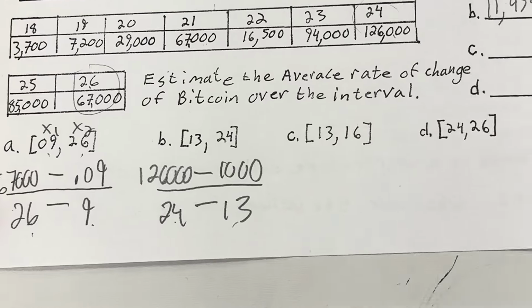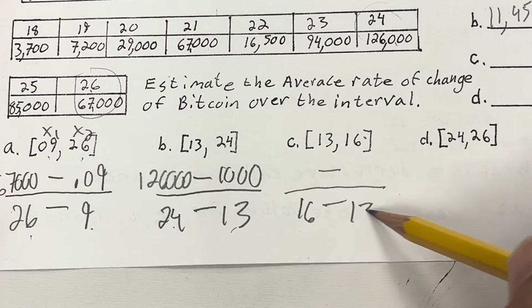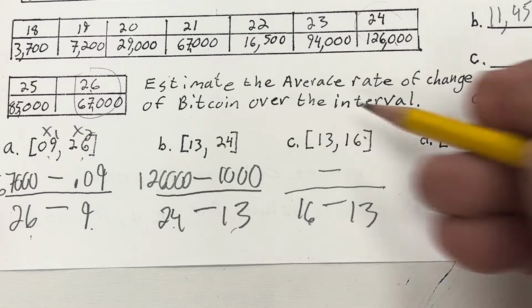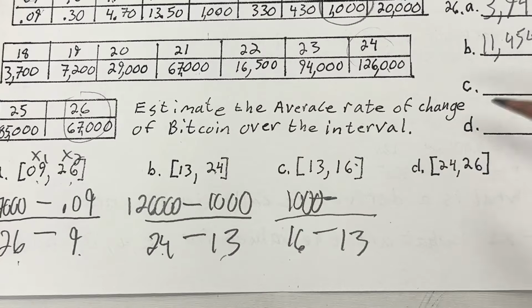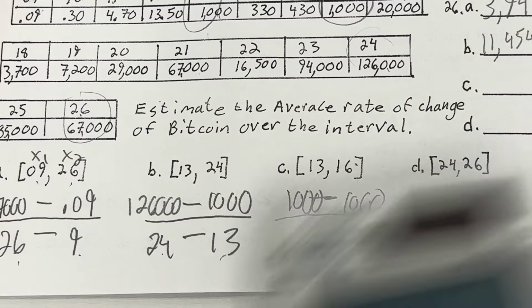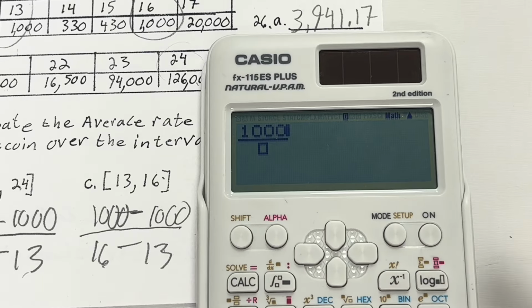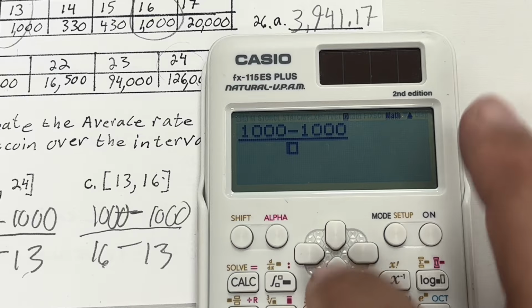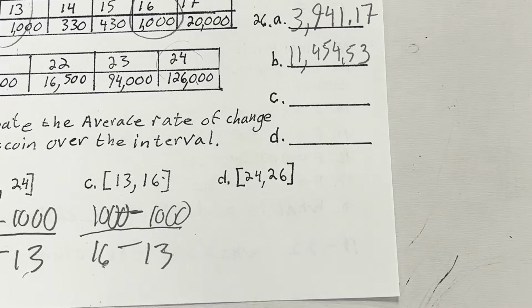Part C, another average rate of change, 16, 13. The value at year 16 is 1,000. The value at year 13 is also 1,000. Fraction, 1,000 minus 1,000 over 16 minus 13 equals 0. So you didn't make any money, you didn't lose any money.